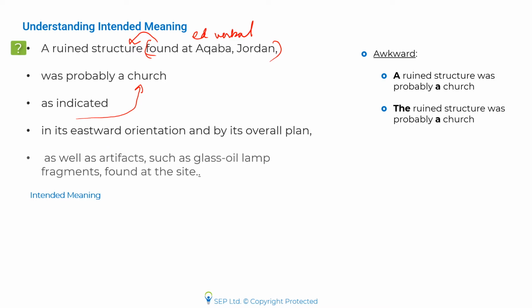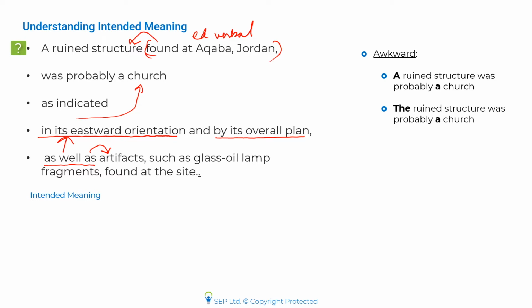Let's continue. As well as. Okay, so here we have the phrase as well as, and it's clearly joining something mentioned earlier with something mentioned later. Alright, so what was mentioned earlier? Two pieces of evidence: in its eastward orientation and by its overall plan. In both the cases the its was referring to the ruined structure, which was probably a church.